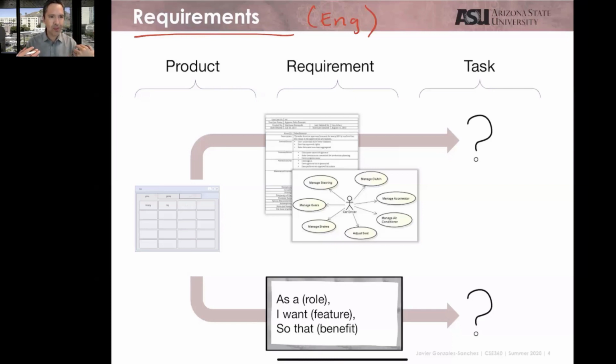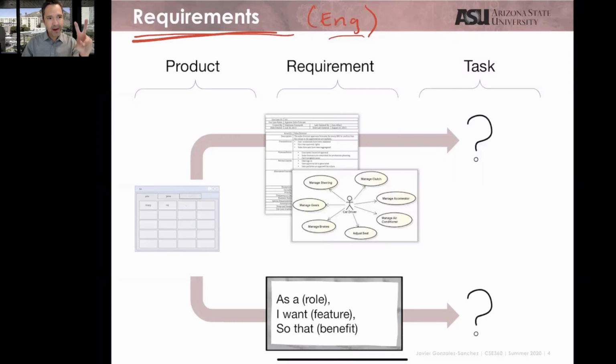The customer is going to give you what he or she needs. But the first thing that you need to do as an engineer is requirement engineering, which means understand what the customer wants, which means you are the ones creating, documenting the requirements.